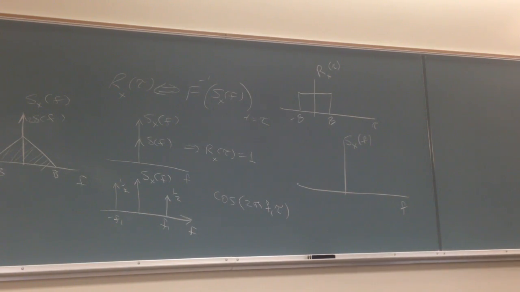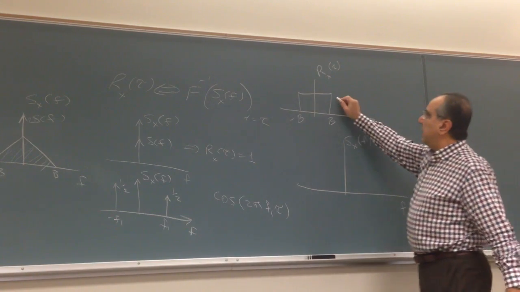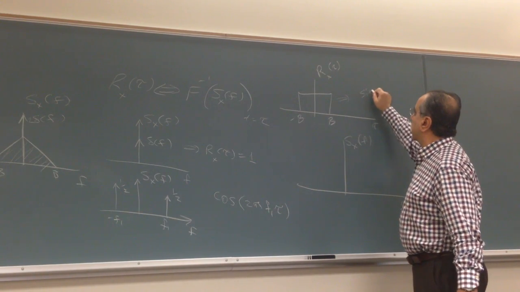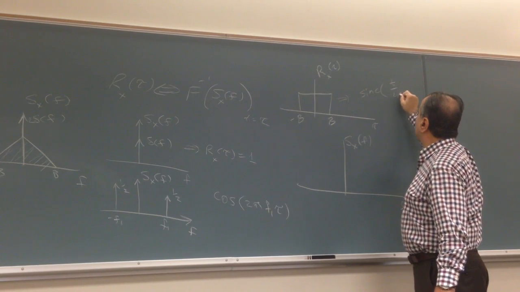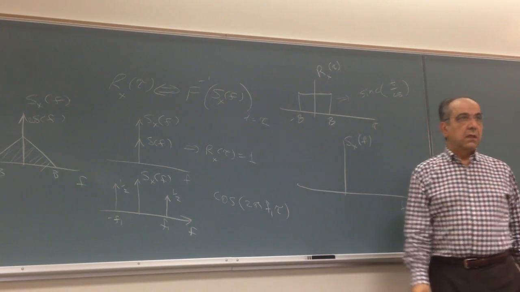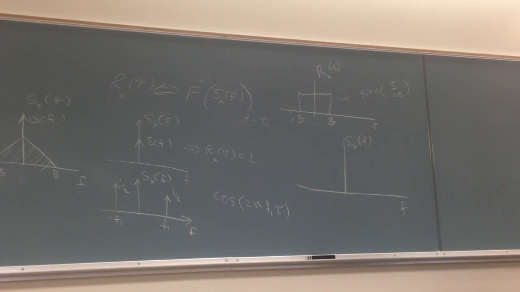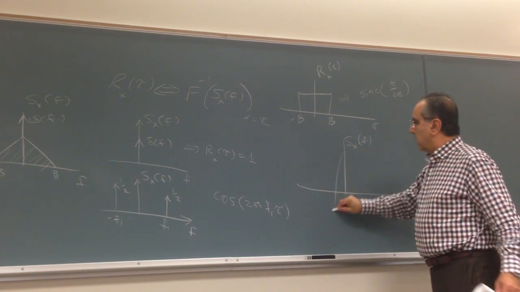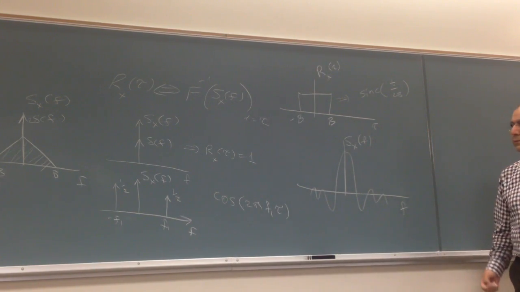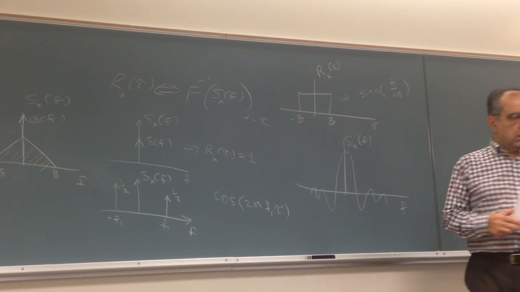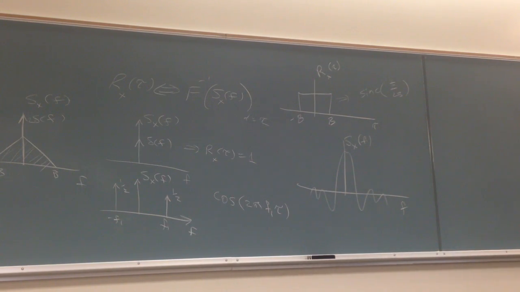Sinc, exactly. You have to get the inverse Fourier transform of this, which gives us T over 2b. You can look at the table and find out what you have. So it would be a sinc function. What else? Any question on any of these?